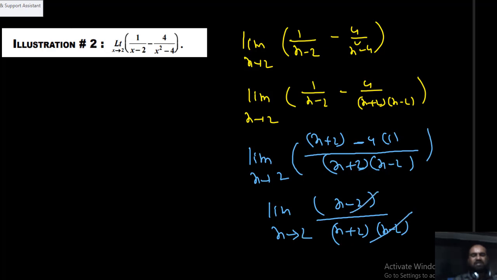Now I can cancel these two. So finally what I got, limiting value of 1 by x plus 2, where x tends to 2, that is 1 by 4. So finally what I can say, this is tending to 1 by 4.